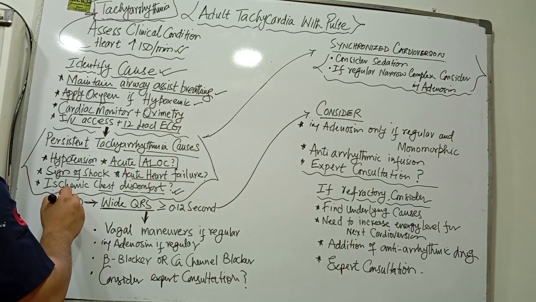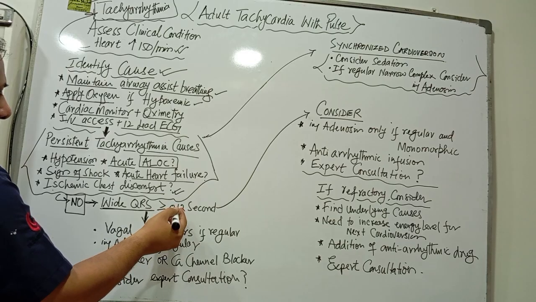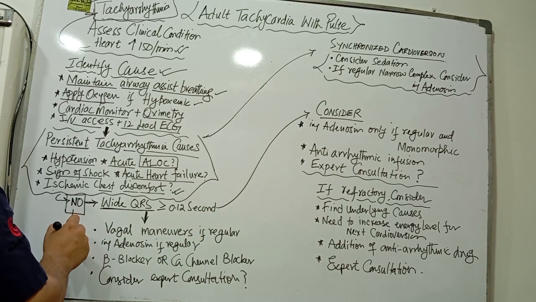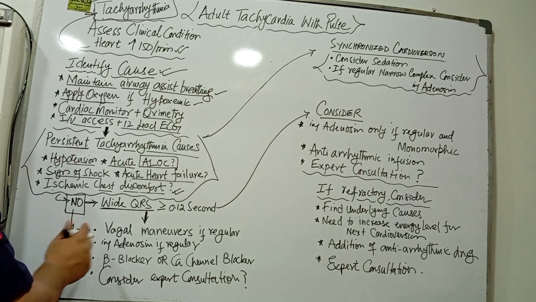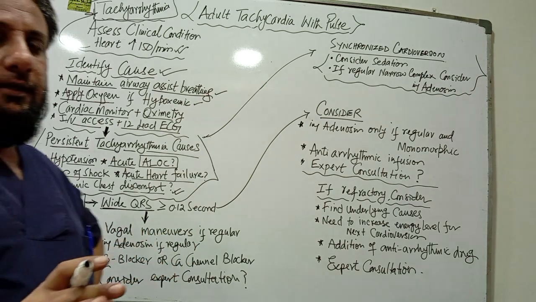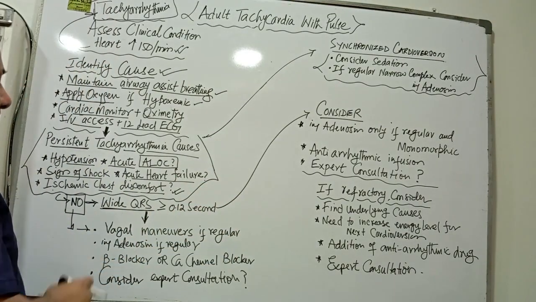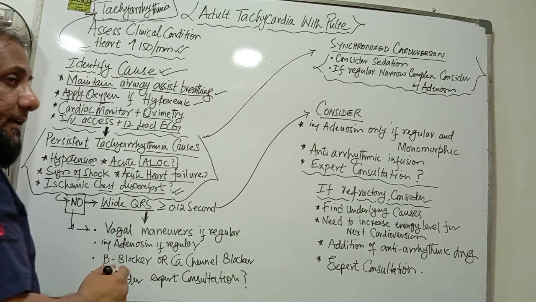First, if the patient has a QRS not more than 0.12 second and has persistent tachycardia, you will start the vagal maneuver if the heart rate is regular. In an irregular heart rate, the vagal maneuver is not recommended.